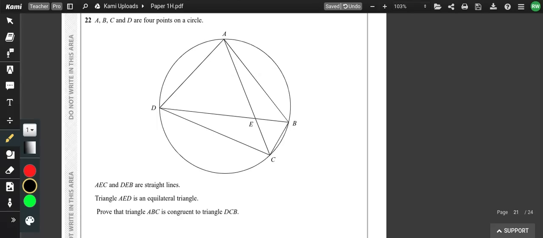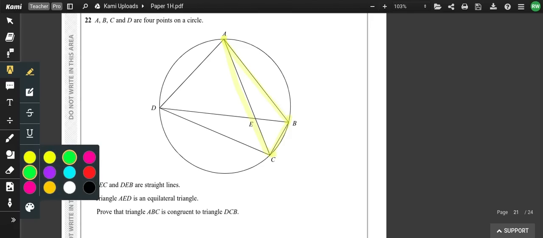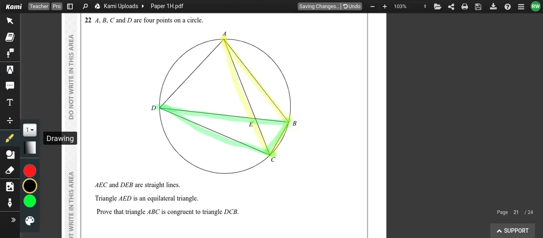Question 22, prove that triangle ABC is congruent. So that means it's just the same in terms of its angles and lengths as DCB and ABC. So can we highlight these? This one and that one. And the other bit of information that we have is that AED is an equilateral. So that, and that is 60, 60, 60.